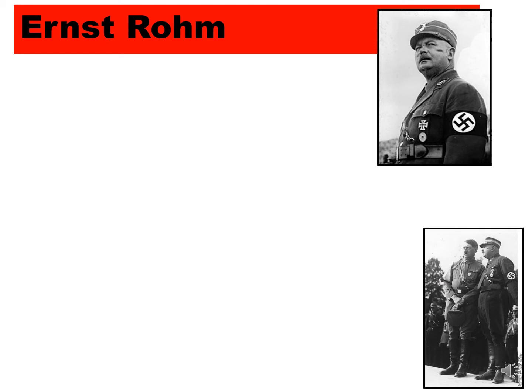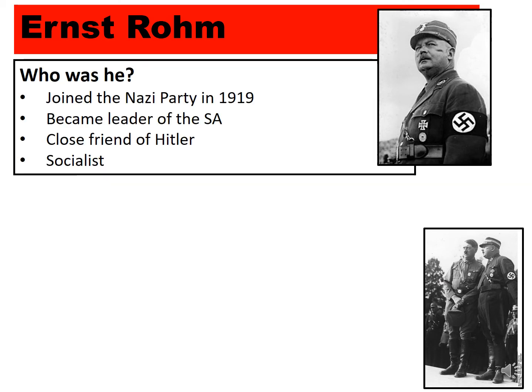Here's another one, Ernst Rohm. Ernst Rohm joined the Nazi Party when it began in 1919, so at the very start. So he was very loyal to Hitler. He ended up becoming leader of the SA. The SA were the paramilitary side of the Nazi Party. They were kind of like the Nazi Party's private army. And he was the leader of them. He's a close friend of Hitler. They've known each other for many years.